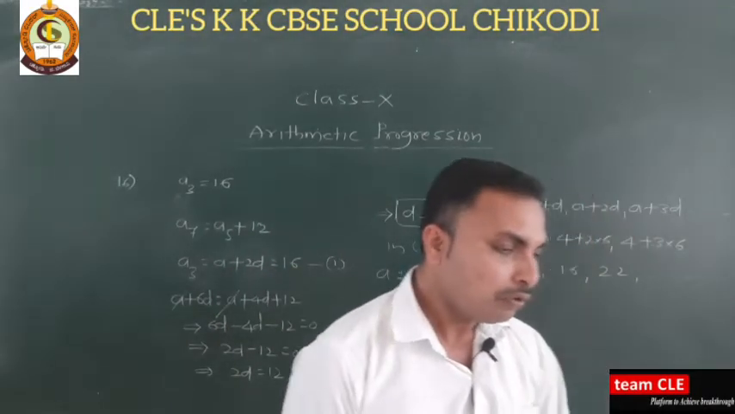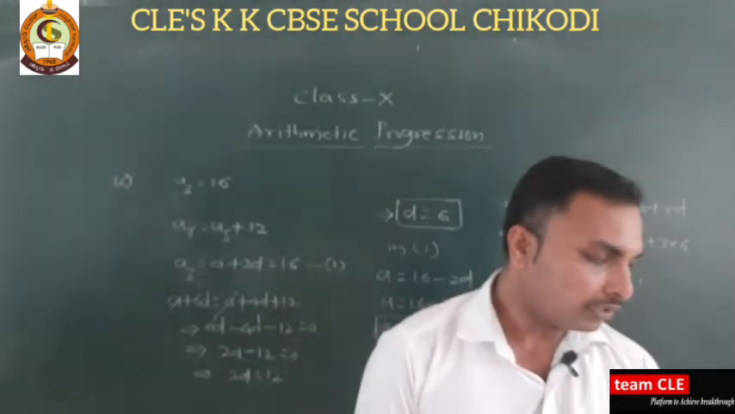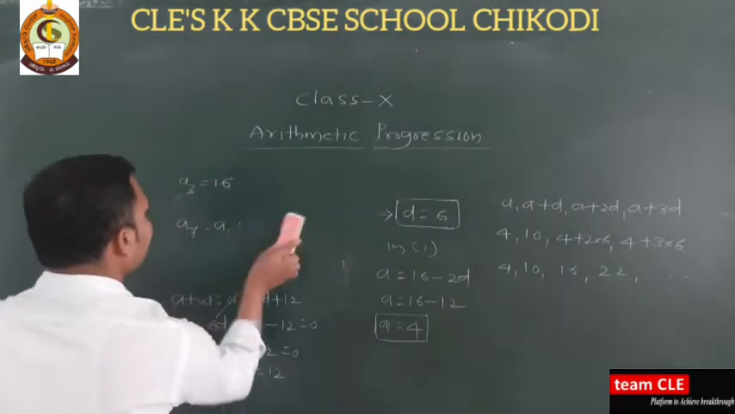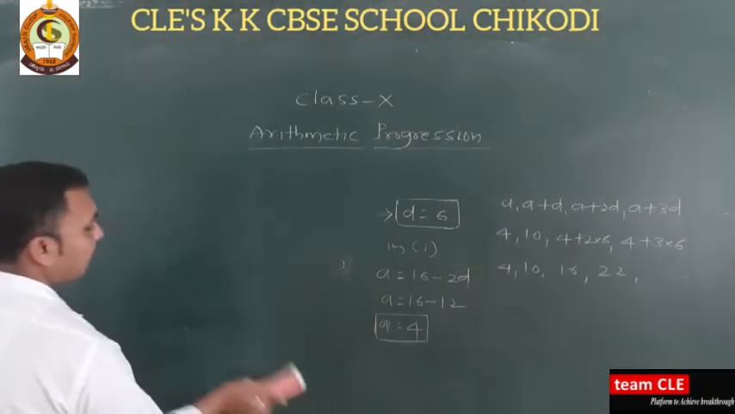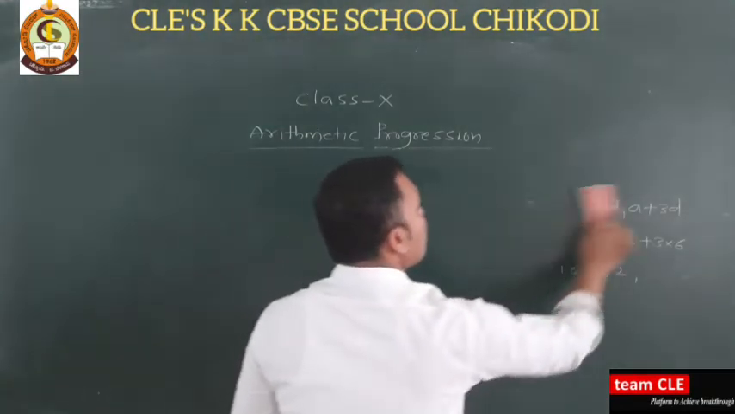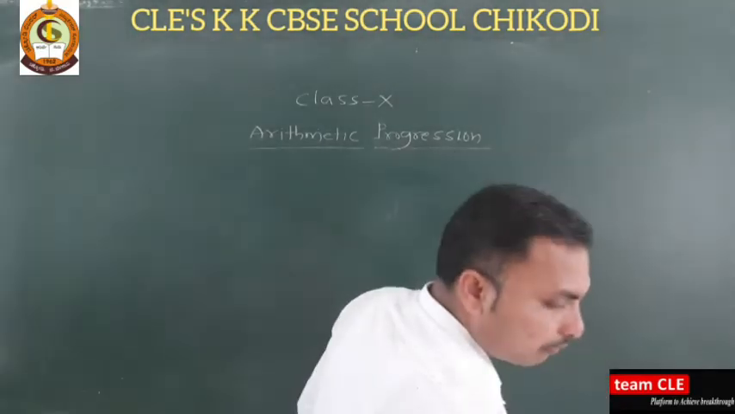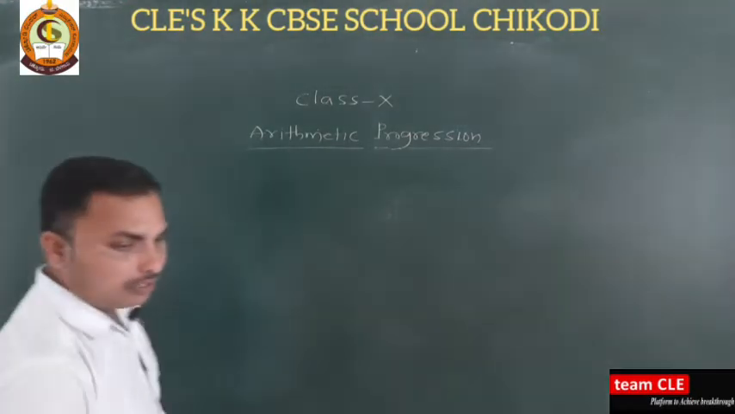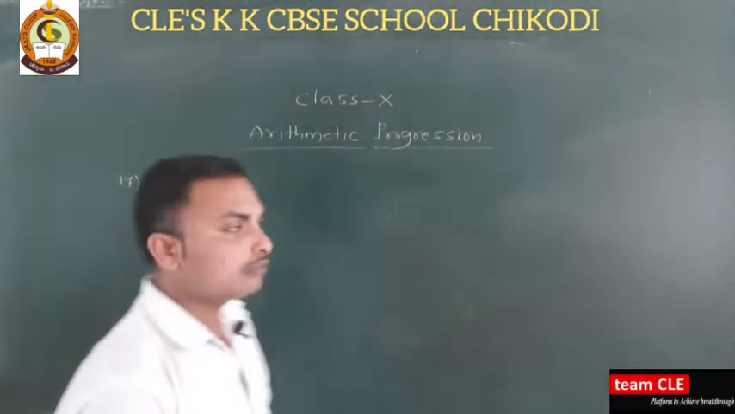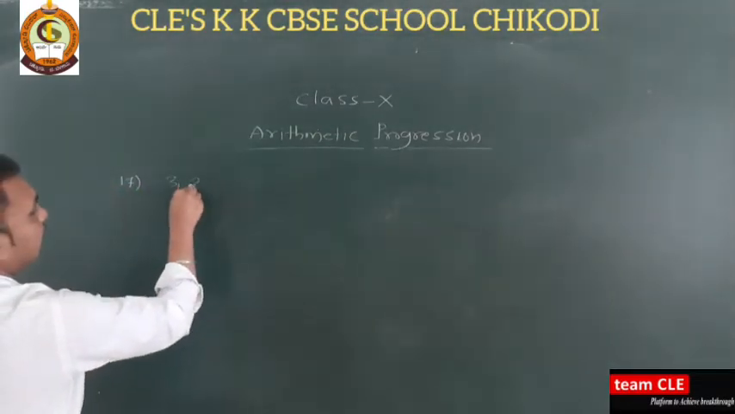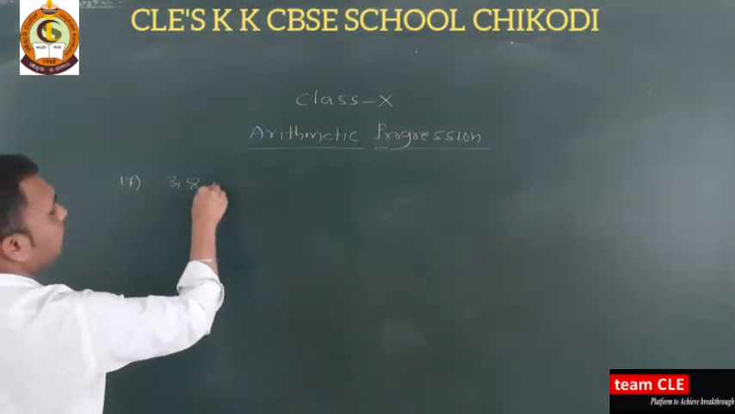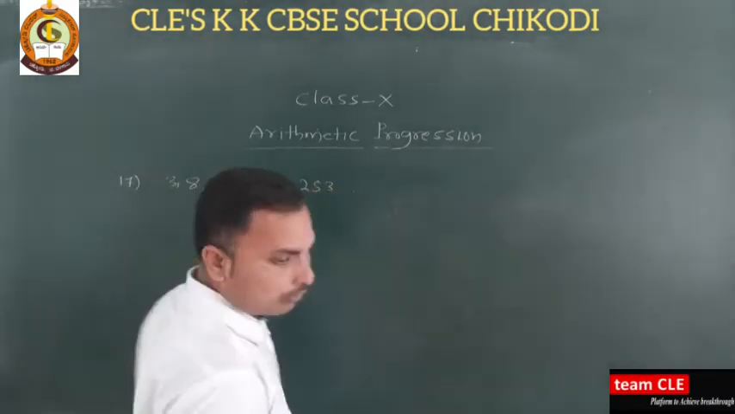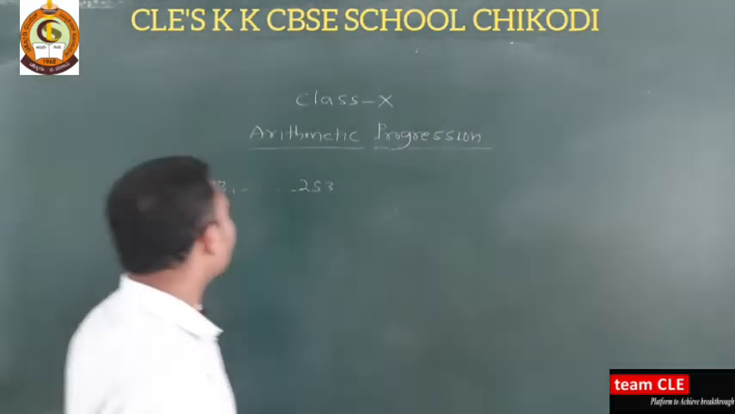Next, find the 20th term from the last of the AP. From the last we need to find the 20th term. Very simple it is. Question number 17: find the 20th term. The AP they are given here is 3, 8, 13, and so on, 253. From the last we need to find.